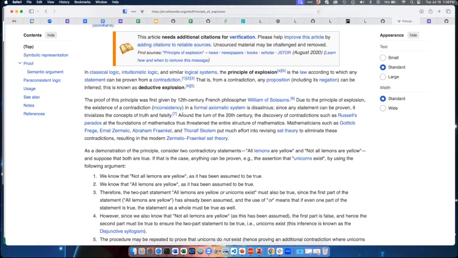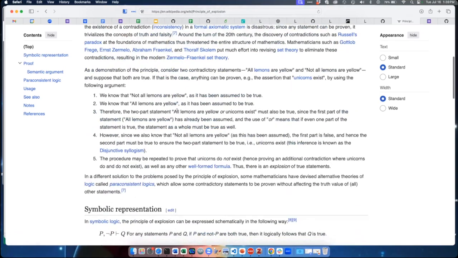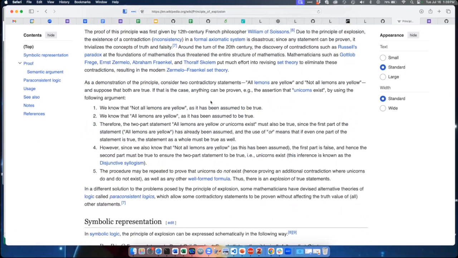Okay. Here is an illustration that I found particularly helpful when I was encountering this for the first time, if this is new to you. Let's assume two statements. I'm going to assume that all lemons are yellow, and I'm going to assume not all lemons are yellow. These obviously contradict. I can't have both of these things be true, but I'm going to suppose that both of them are true. That means I can use these as evidence to prove other statements.